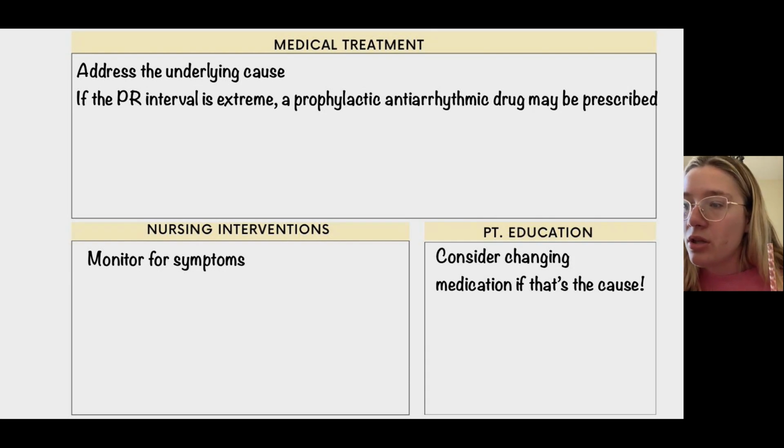So what do we do? We treat the underlying cause. Certain medications can actually cause some heart block, so maybe talk with the provider and pharmacy on what we can do. If we have a severe P to R interval that is very, very long, we might give them some antiarrhythmics.